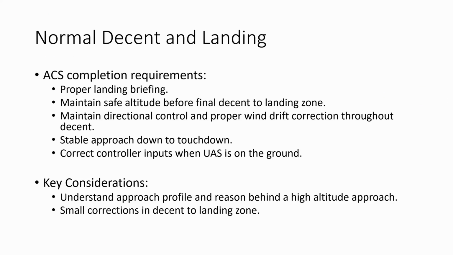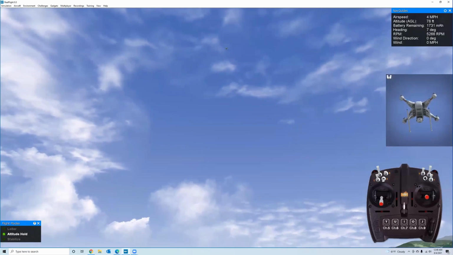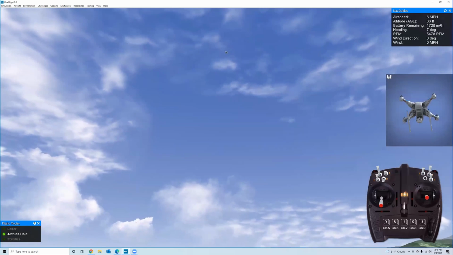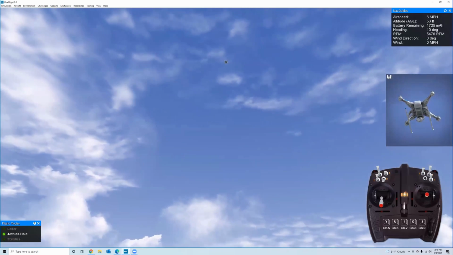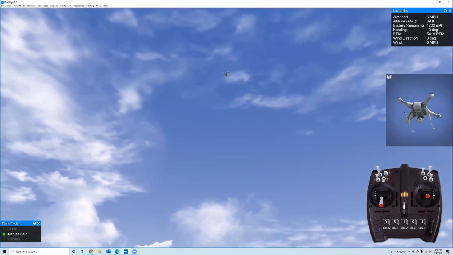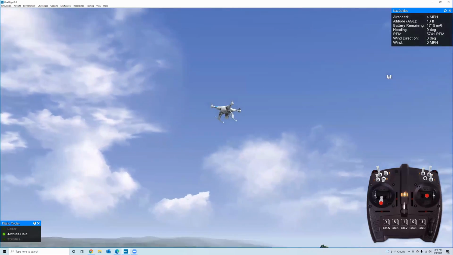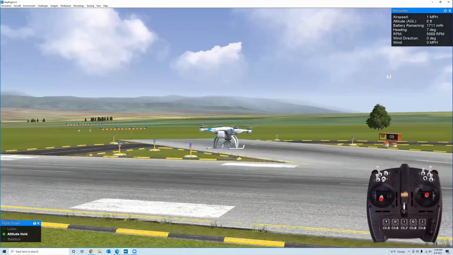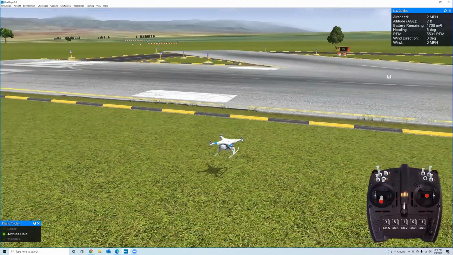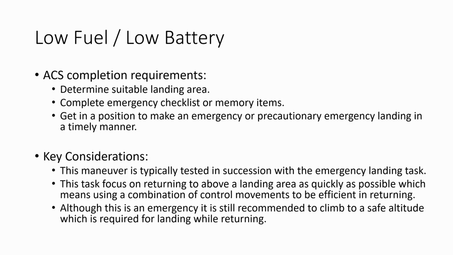Next maneuver we're going to talk about is a normal descent and landing maneuver. In this maneuver, we're going to be starting up at altitude and slowly bringing the aircraft down. Once the aircraft is above us, we're going to try not to move much of the right stick, but we are going to move the left stick down in order to decrease the thrust and have the UAS return to a landing altitude.